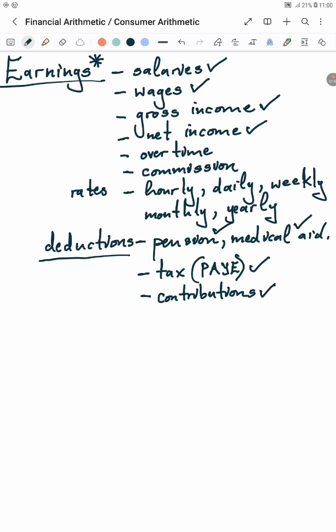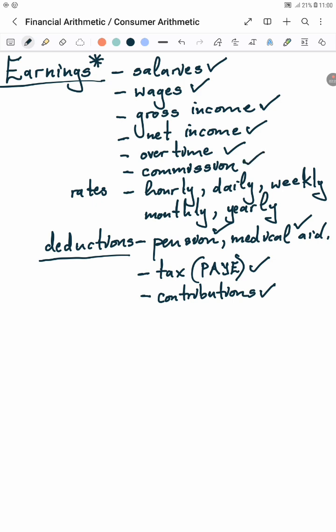And we also look at overtime. Overtime, this is the time that you work up and above the agreed time in your contract. Let's say if you're working a 40-hour week, if you work 45, then it means the 5 extra hours will be referred to as overtime, and you will be paid for them at a different rate, which is usually higher than your normal rate.